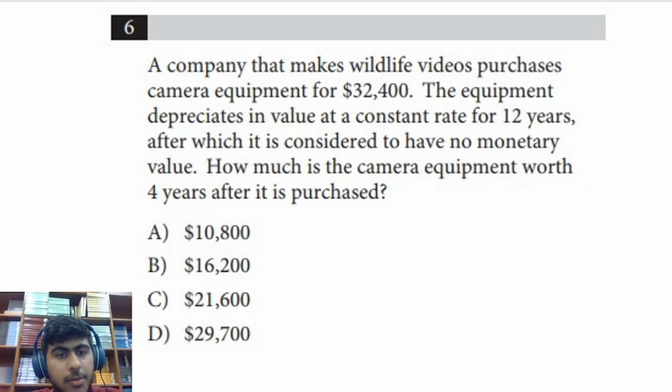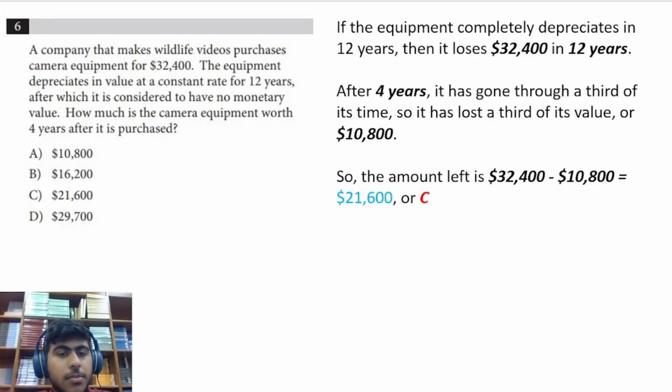Let's get into it. Question number 6, it says, a company that makes wildlife videos purchases camera equipment for $32,400. The equipment depreciates in value at a constant rate for 12 years, after which it is considered to have no monetary value, basically $0. How much is the camera equipment worth 4 years after its purchase? Well, let's see what we can do with this.